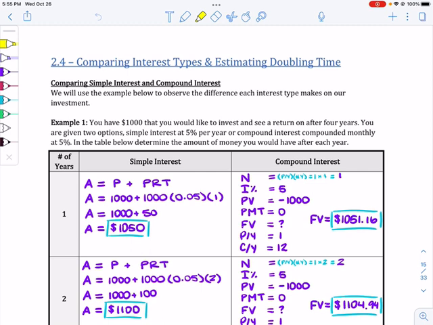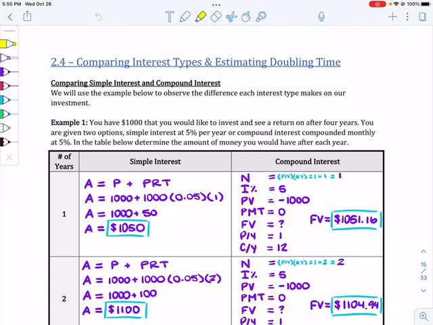All right, 2.4, comparing interest types and estimating doubling time. So at this point, your job would have been to fill out and complete the notes. Now, you are actually able to do these calculations alone without having to just straight up copy what I have down here in the notes. And hopefully you attempted to do that.